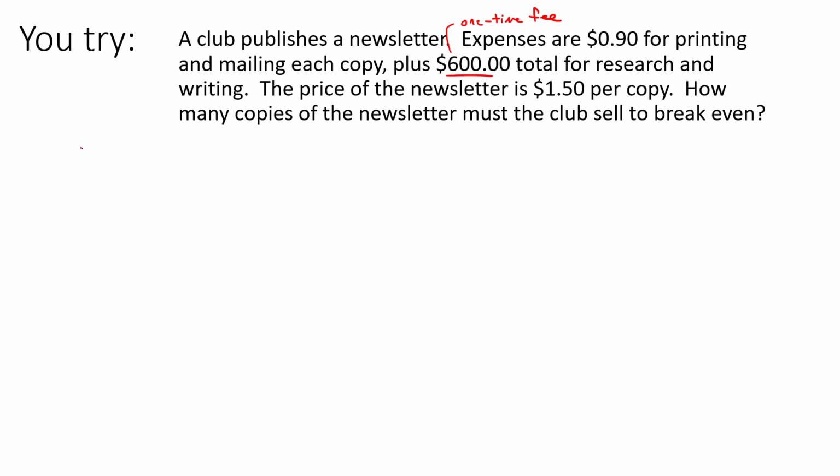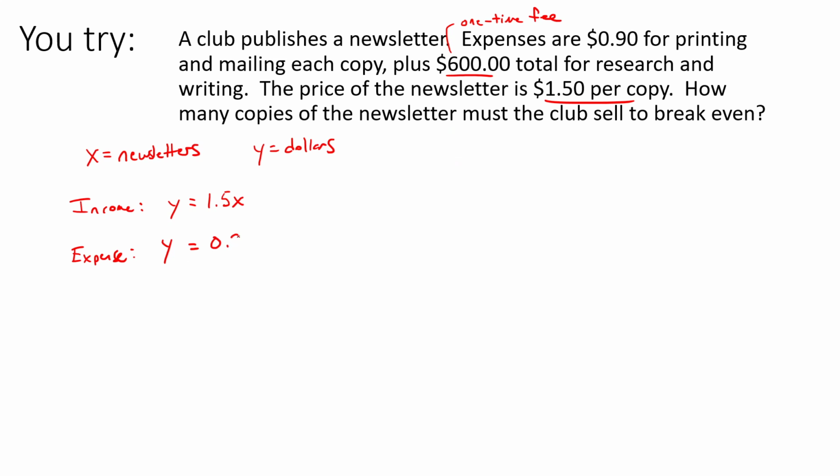Okay, so you are first going to assign variables. X is, you can just say newsletters, it's okay to write that, but just understand what you really mean is the amount of newsletters you're selling, and Y is dollars. Okay, so I'm going to make an income equation and an expense equation. Income is just $1.50x. That always is usually the easier one. $1.50 per copy. And then expenses, well, let's see, I'm spending 90 cents per newsletter, so I have to put 0.9 times x plus 600 no matter what.